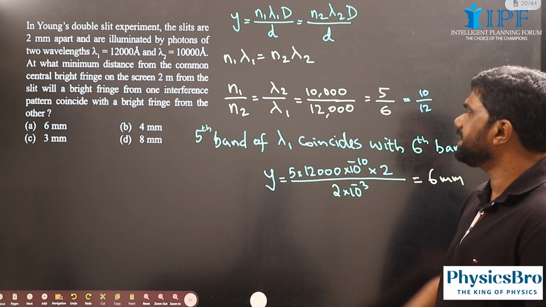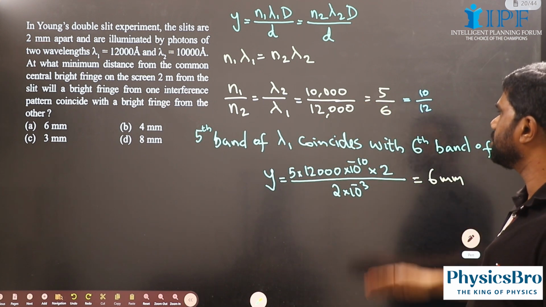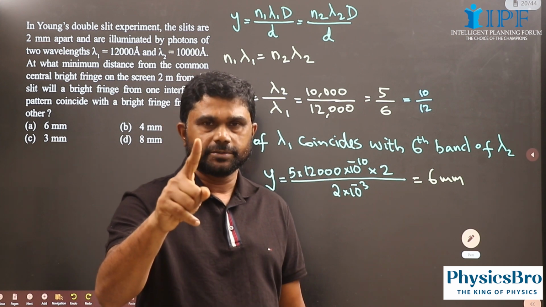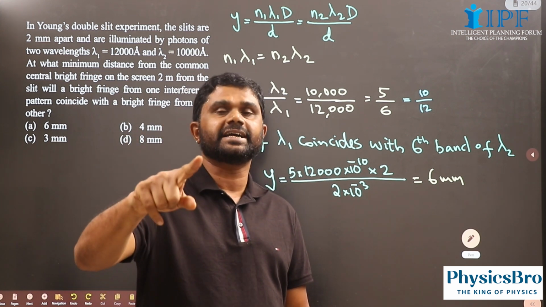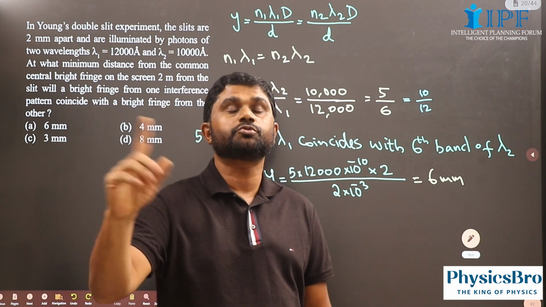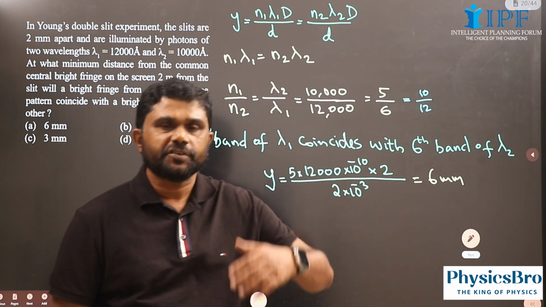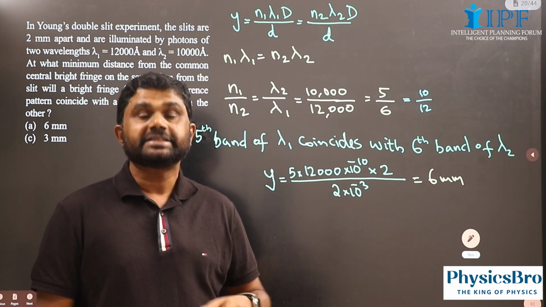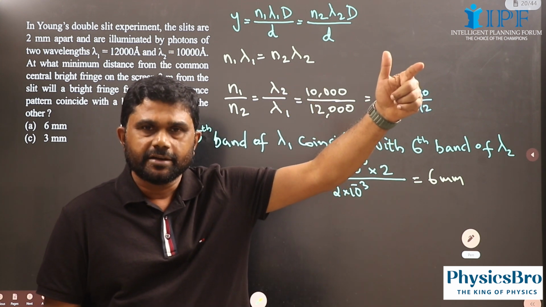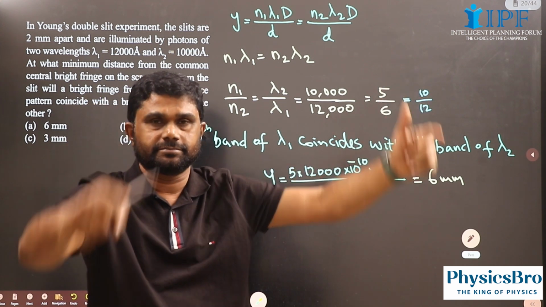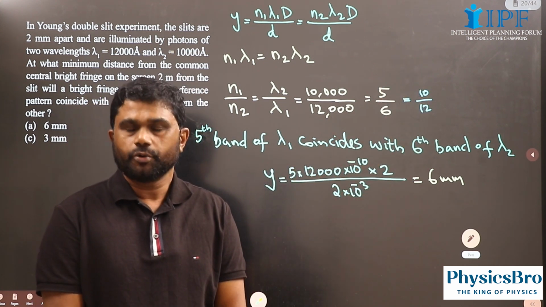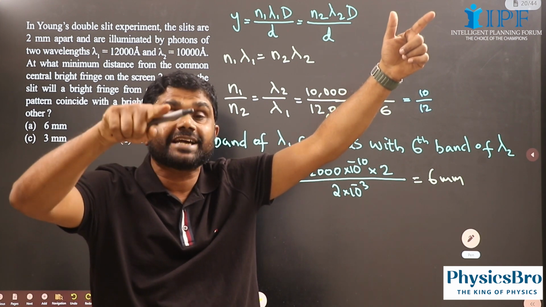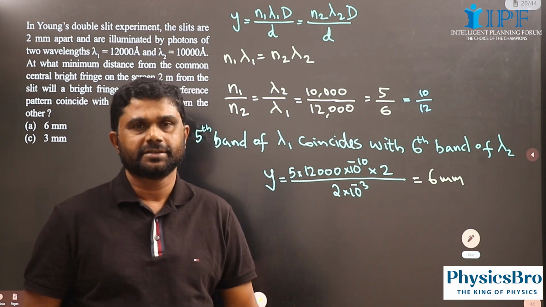So we will get n1 by n2 equal to 10,000 by 12,000, that is 5/6. What does it mean? The fifth bright band due to the first wavelength coincides with the sixth bright band due to the second wavelength. If the fifth band of the first pattern and the sixth band of the second pattern coincide, then the 10th band of the first pattern will coincide with the 12th band of the second pattern. The 15th bright band of the first pattern will coincide with the 18th bright band of the second pattern.